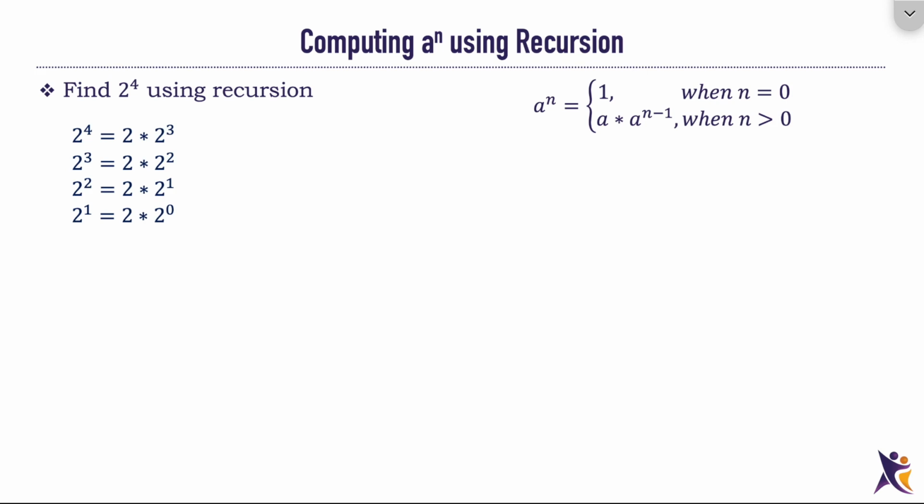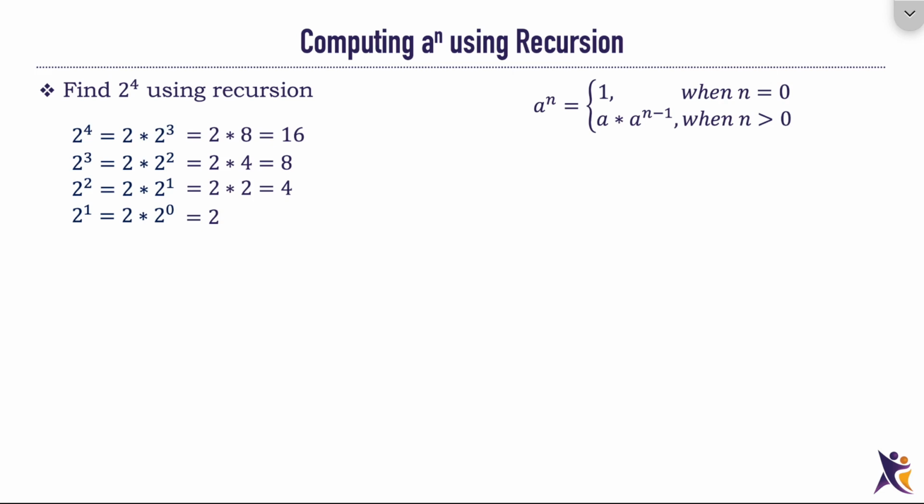So when we substitute 1 in place of 2 power 0, we get 2, and this value, which is 2, is substituted in place of 2 power 1 to get 2 into 2, which is 4. This value 4 is substituted in place of 2 power 2, which is 2 into 4 equal to 8, and this value 8 is substituted in place of 2 power 3, which gives me 2 into 8, which is 16. So this is the final value of 2 power 4. This is how you compute 2 power 4 using recursion, right?